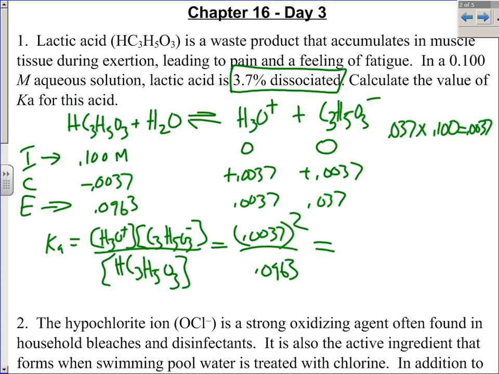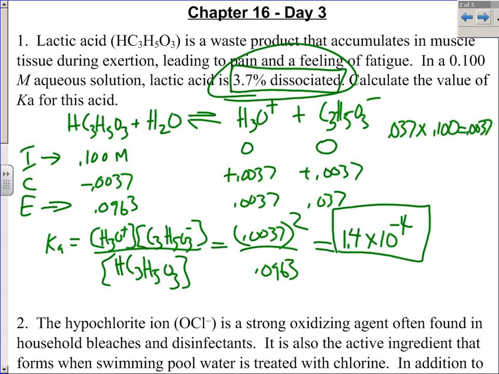0.0963. So remember, really the key to this problem was right there. That tells me how much my reactant went down and how much my products are going up. At that point, I know my equilibrium concentrations. I can plug in, I can solve for the K, which to 2 sig figs ends up 1.4 times 10 to the negative fourth. And remember, we have no units for the K. So that would be the answer for question number 1.